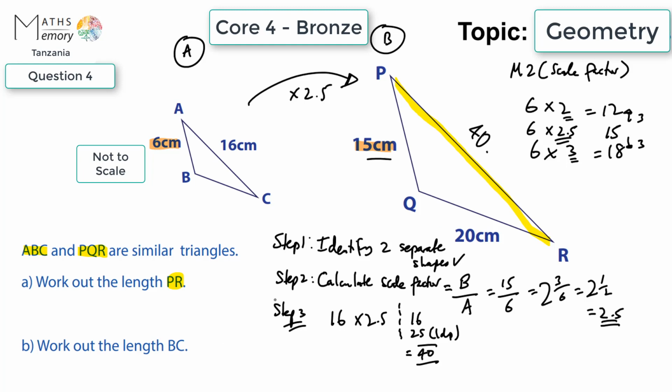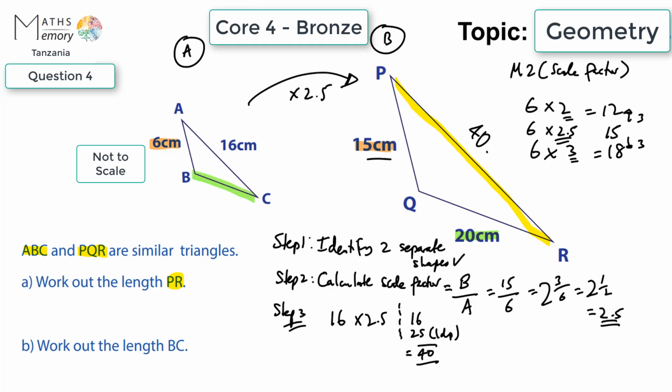Alright, let's do part B. Now, to find BC, we're going to be doing this. So BC is this length over here. Let's use a different color. Let's use maybe green. This is a like for like 20, and you want to find out this BC to make it like for like here.